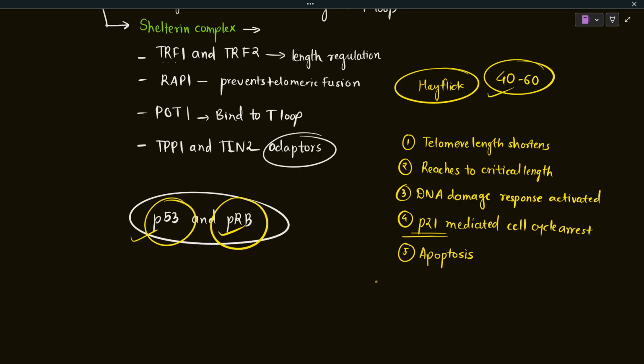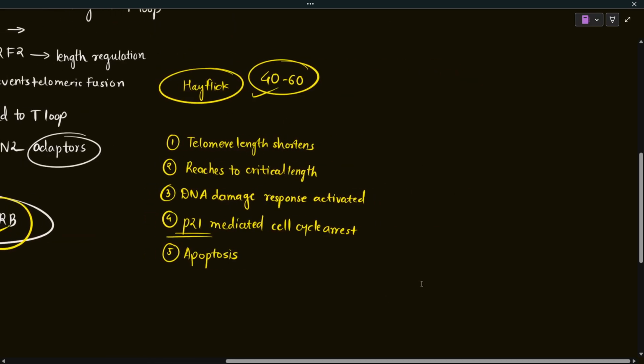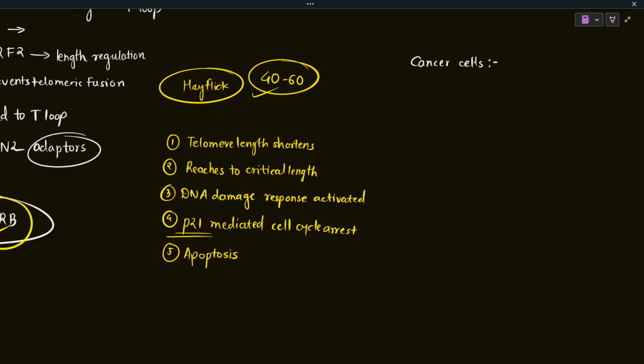But cancer cells have accumulated certain mutations. Let's see how the cells accumulate certain mutations, which help them to convert from a normal cell to a tumor cell. When a normal cell shows some mutation in the telomerase gene, that will lead to the conversion of a normal cell to a tumor cell. So let's see what happens in cancerous cells. In cancer cells, they show telomerase activation.